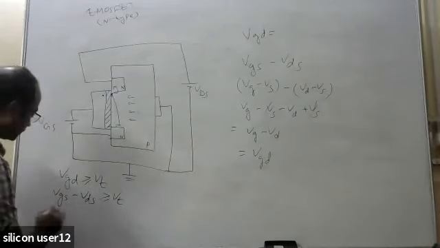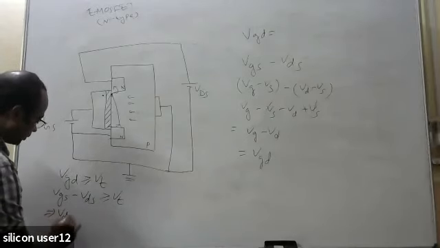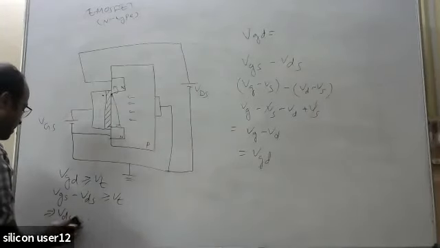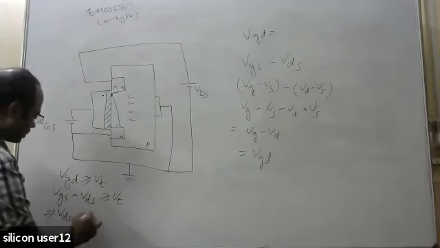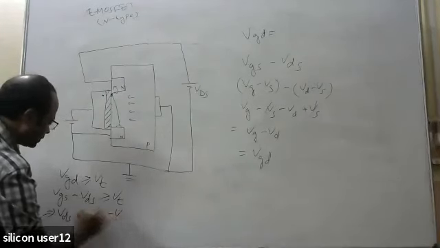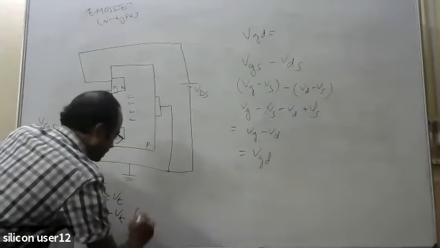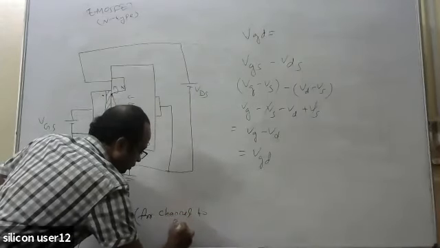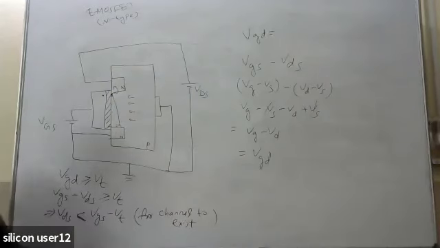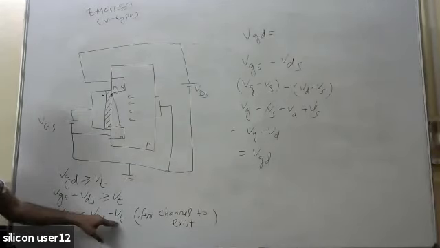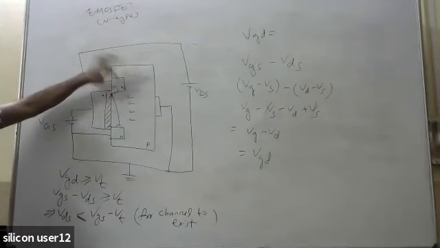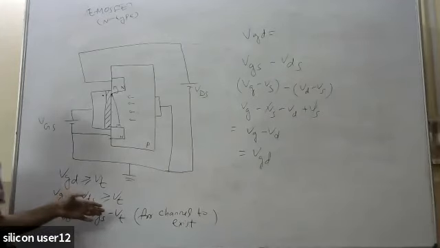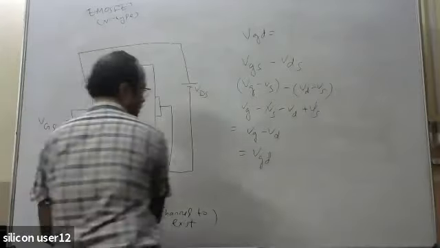Or VDS should be less than or equal to VGS minus VT for the channel to exist. That means when VDS is greater than VGS minus VT, the channel will be pinched off. So if your VDS is greater than VGS minus VT, then your drain current will be saturated. That thing we also discussed yesterday.